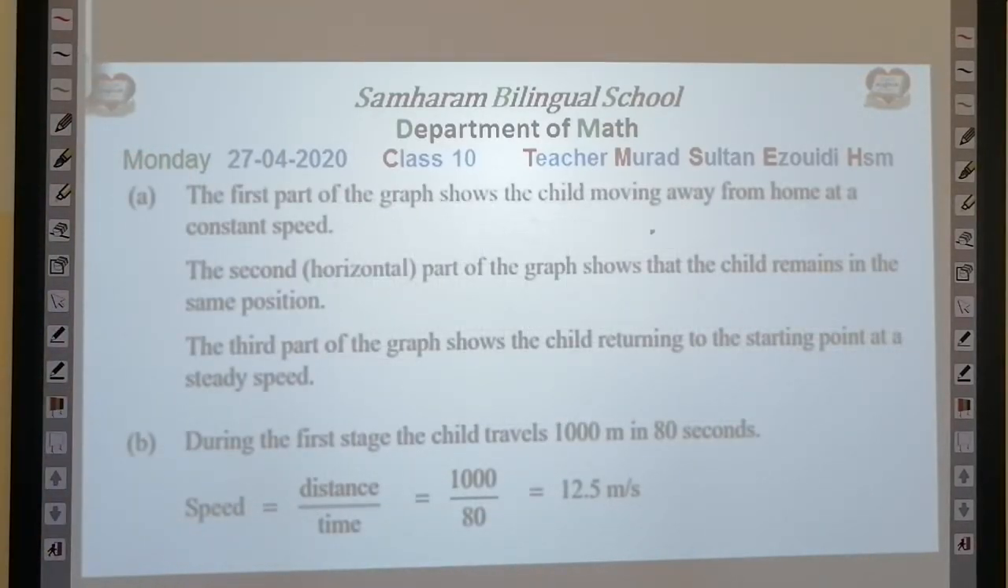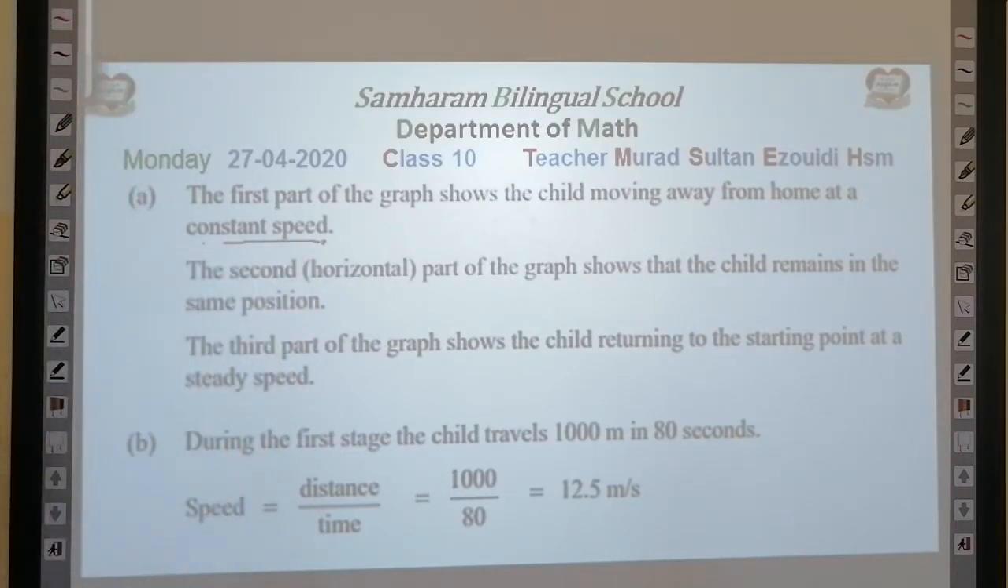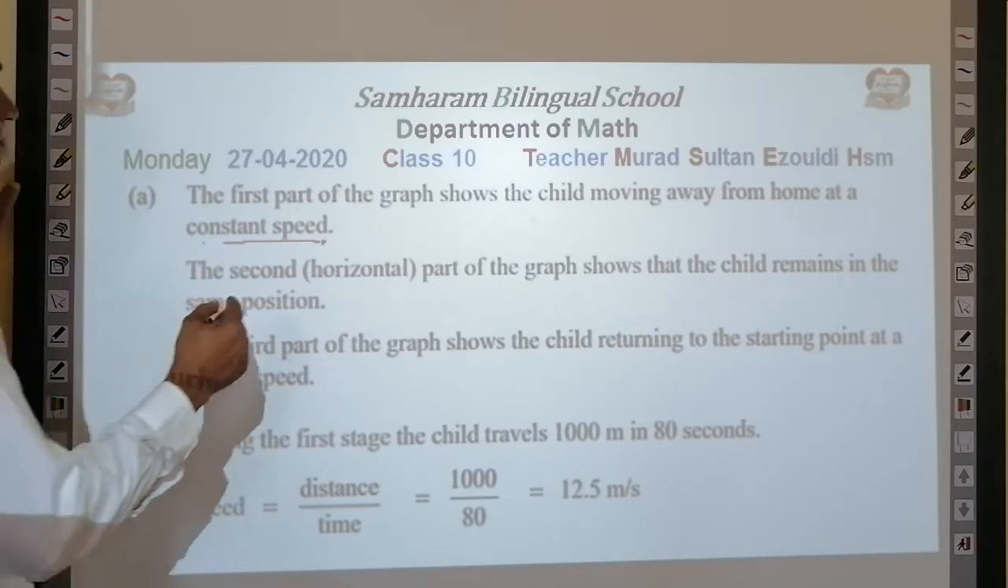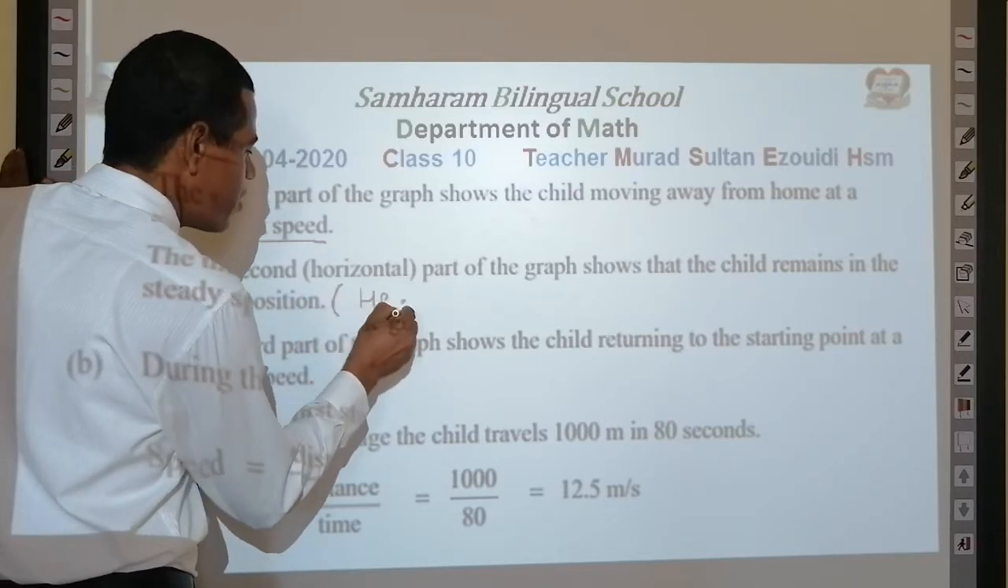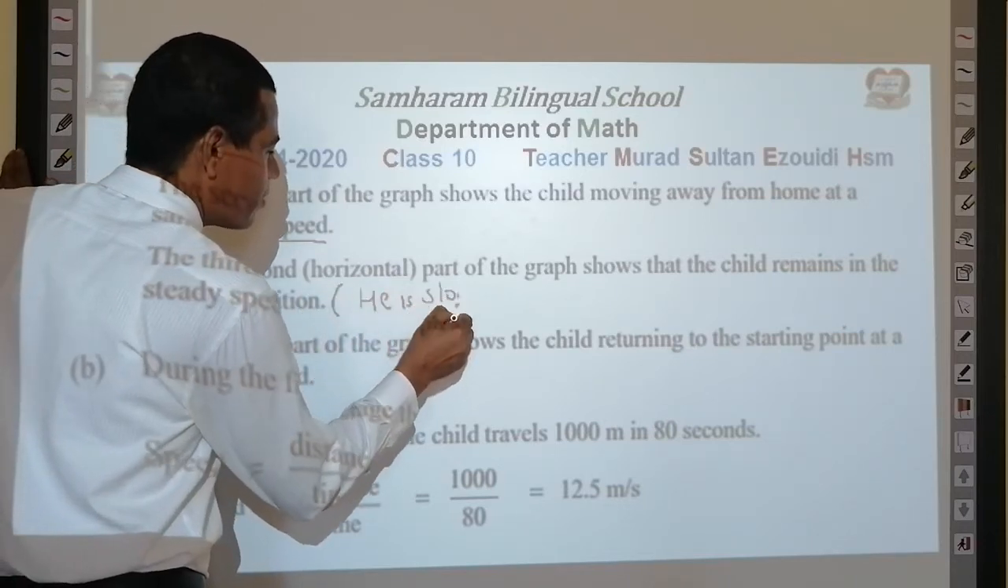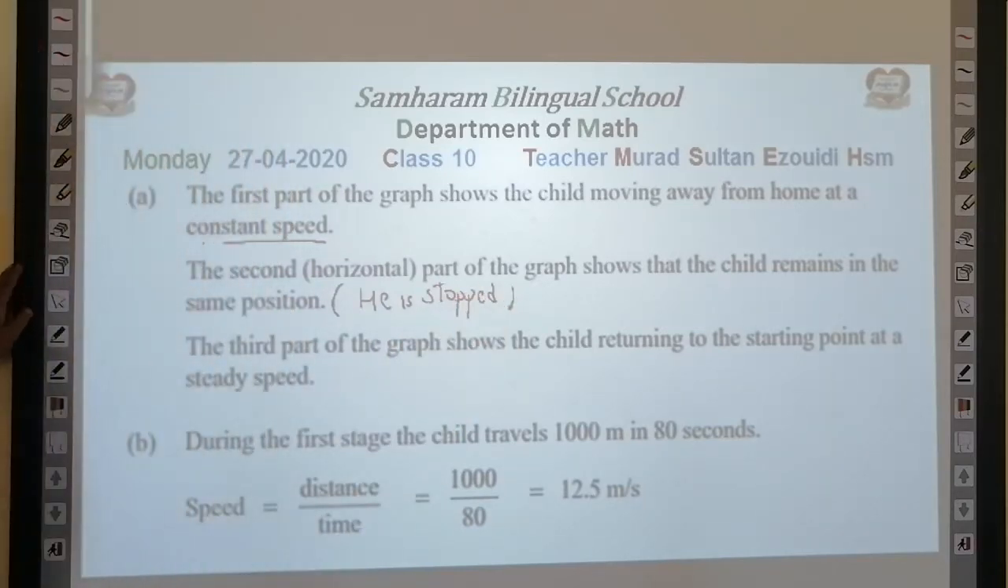Look here. The first part of the graph shows the child moving away from home at a constant speed. The second, horizontal part of the graph shows the child remains in the same position, which means he is stopped. The third part of the graph shows the child returning to the starting point at steady speed.